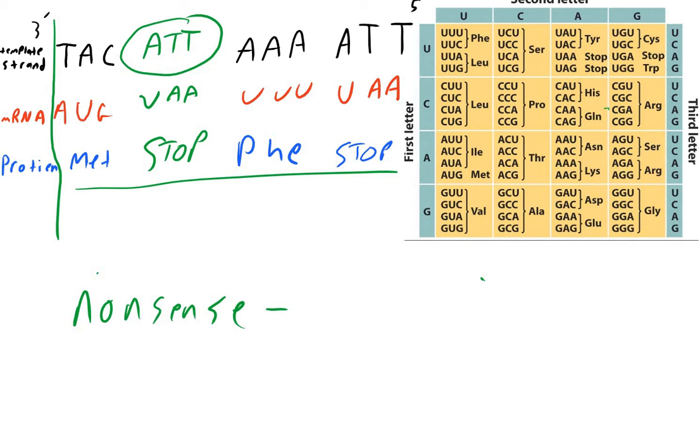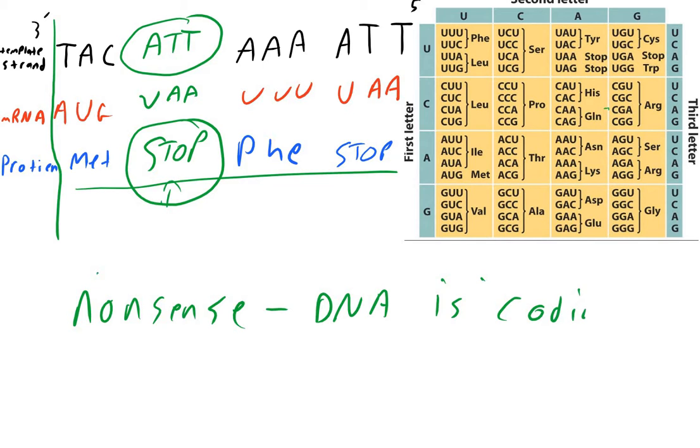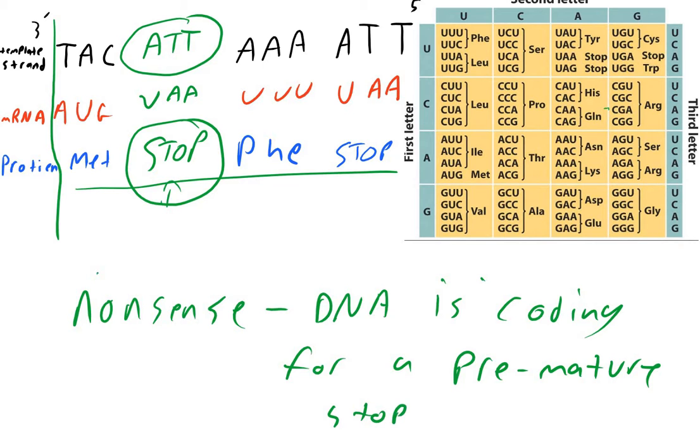And this is why it's called nonsense. Notice how it goes from MET to stop. Before, this here was the stop codon, which means that the protein stopped here. But now we have, way up the line, a message for the mRNA to be stopped, or the protein to be stopped. And now what we see is that the DNA is coding for a premature stop. A stop before it's really supposed to happen in the protein.